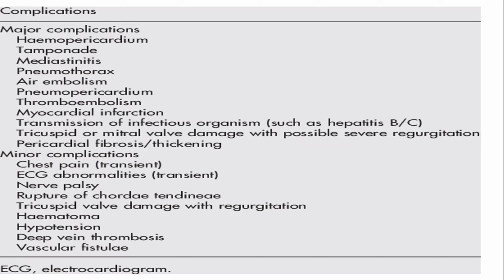Other complications that may be minor are presence of chest pain, and ECG abnormalities may occur, and they're usually transient. Nerve damage may also occur, and there may be rupture of the chordae tendineae during the procedure. Either the chordae tendineae may be inadvertently biopsied during the procedure. Hematomas may also occur, hypotension, deep vein thrombosis, and vascular fistulae. Thank you.